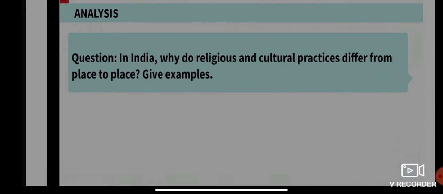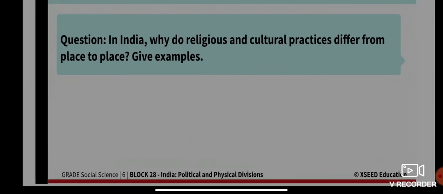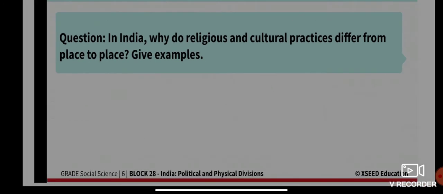Now, in India, why do religious and cultural practices differ from place to place? You have to give example. All right, India is a multicultural country, as we all know, right? We follow different religions, we follow different costumes, we celebrate different festivals, right? So in India, why do the religious and cultural practices differ from one place to another, and give examples for that?